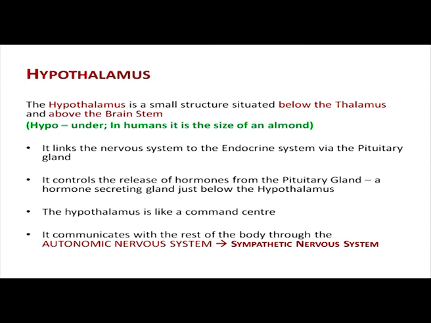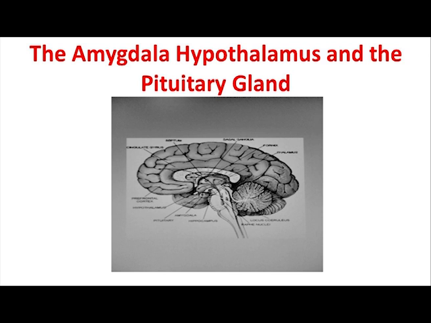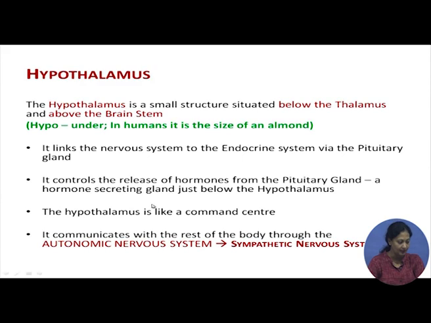The hypothalamus links the nervous system to the endocrine system via the pituitary gland, and it controls the release of hormones from the pituitary gland. That is, the pituitary gland is the hormone-secreting gland just below the hypothalamus. So, you can see here that the pituitary gland lies just below the hypothalamus. It is such a small structure, but it regulates most of the hormone secretions within the body, and thus it is known as the master gland.